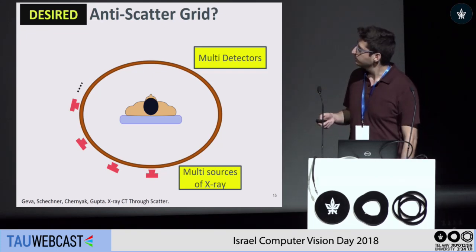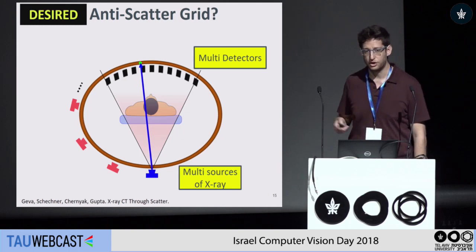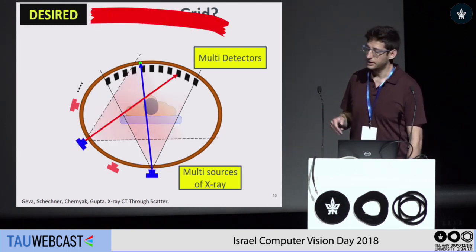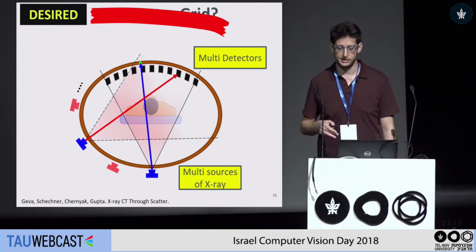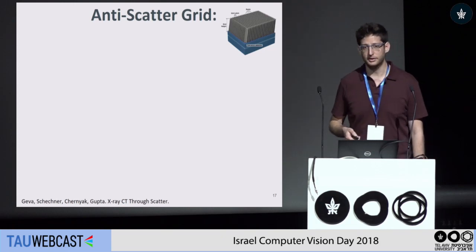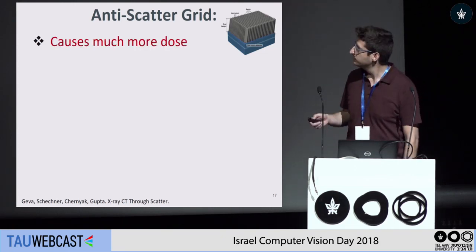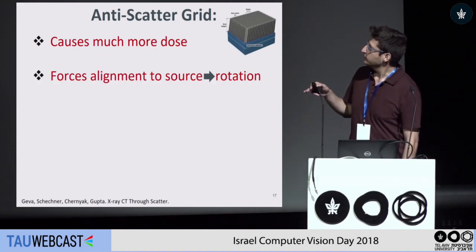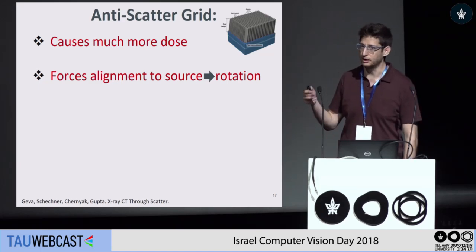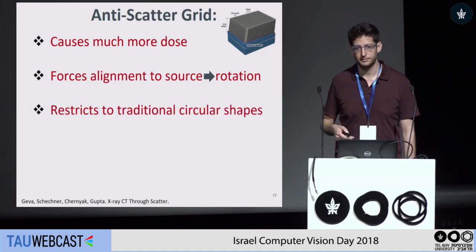However, in this setup, an anti-scatter grid would be only useful for one projection angle, occluding the rest. So an anti-scatter grid cannot be used in a motionless setup. So let's recap what we know about the anti-scatter grid. It causes much more dose to the patient. It forces alignment to the source, which then dictates this rotating mechanism. And it restricts to traditional circular shapes.